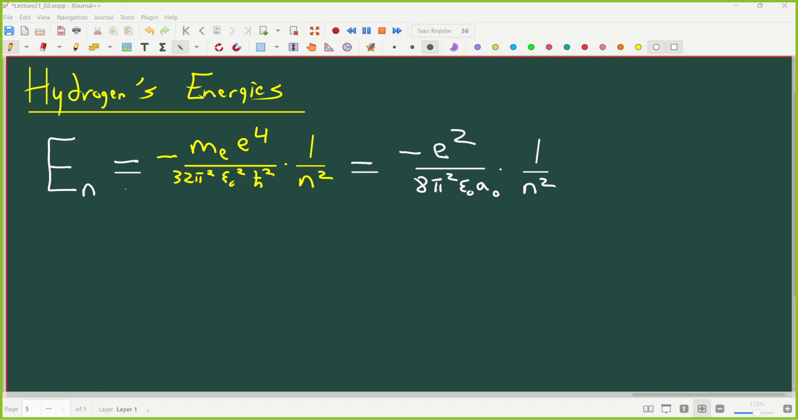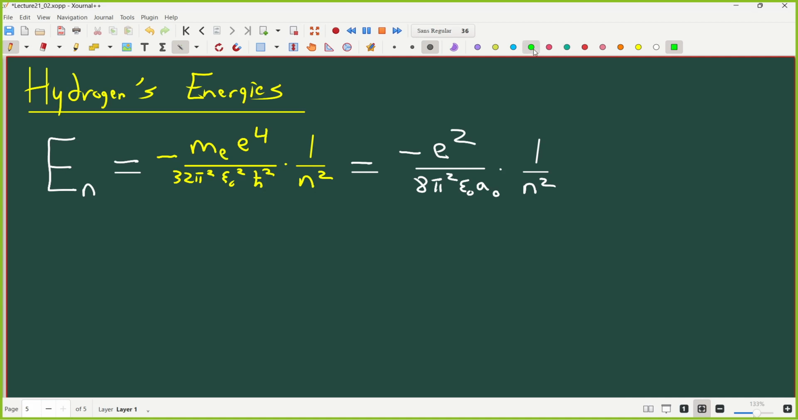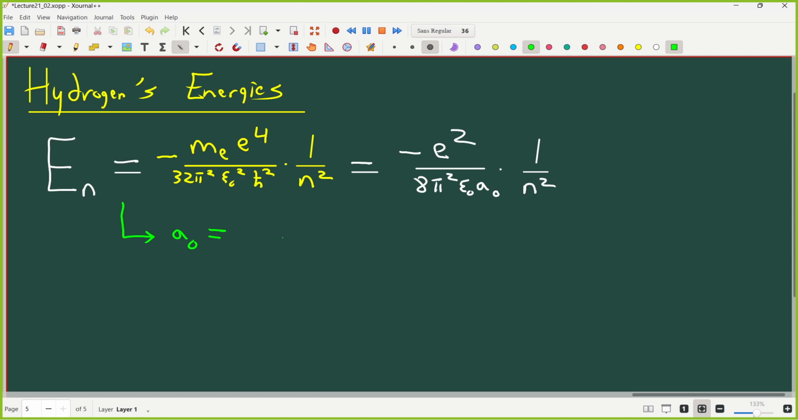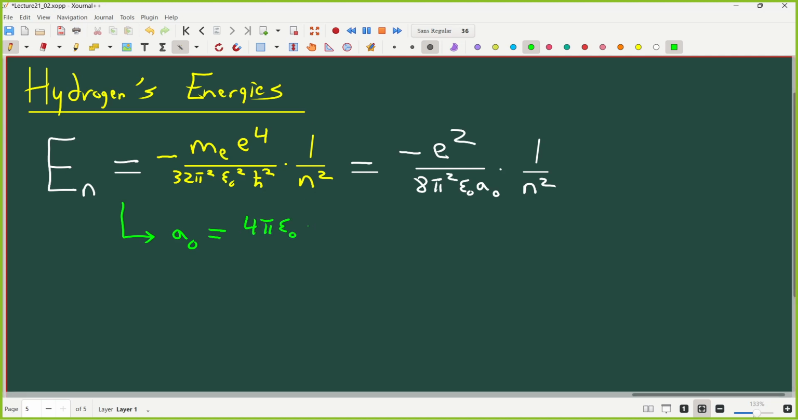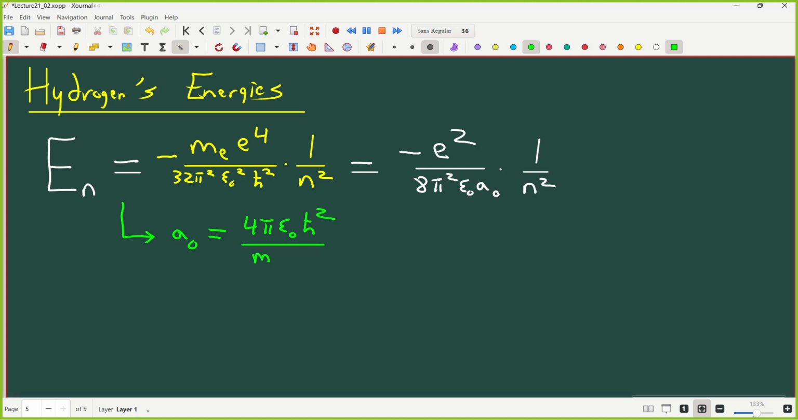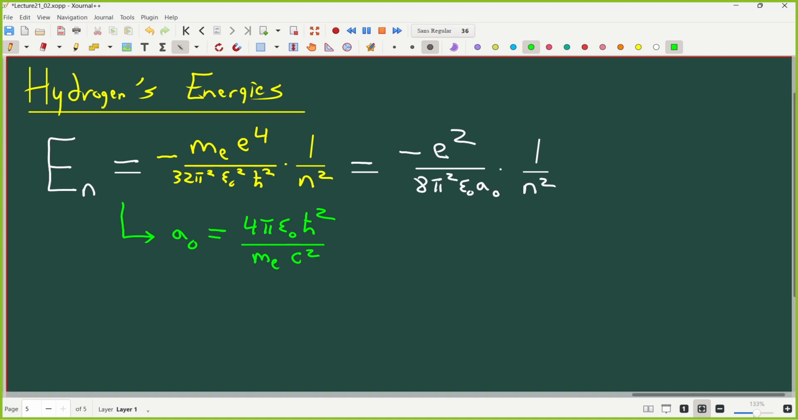What you find from this, just as a side note, I think it's quite interesting. On a side note, a naught, which is the Bohr radius, is 4 pi epsilon naught h bar squared, over the mass of the electron times the charge of the electron squared. And this is about 0.53 angstroms. So very, very interesting. You get a length from just combining some fundamental constants of the universe.